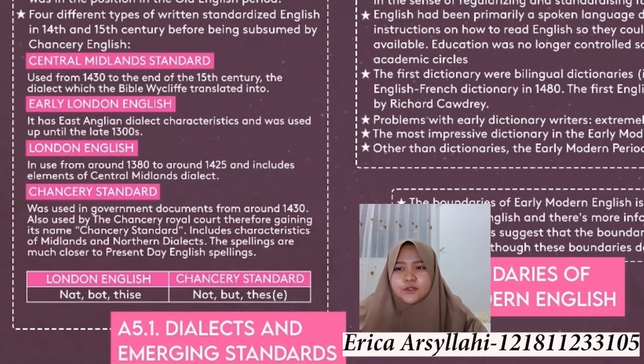It includes characteristics of Midlands and Northern dialects, suggesting that it was not solely a regional dialect from the London area. These are examples of the London English and Chancery Standard spelling. As you can see, the Chancery Standard spellings are much closer to present-day English spellings.